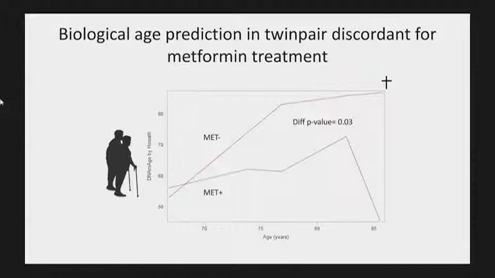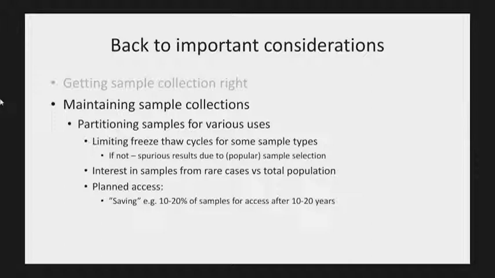Nonetheless, I do want to show you one picture here where we can see very big differences. Here's a pair that is discordant for metformin treatment, and thanks to the longitudinal nature of the data, we see large differences. So back to those considerations: I spoke about getting the sample collection right. We also need to think about maintaining our sample collections and how we're using them, partitioning the samples for various uses. In LifeGene, as I mentioned, we have very many aliquots. And one of the things we need to keep in mind is to try to limit the number of freeze-thaw cycles for some sample types.